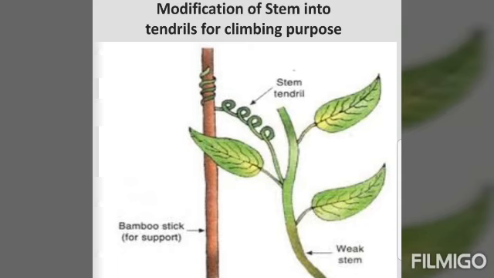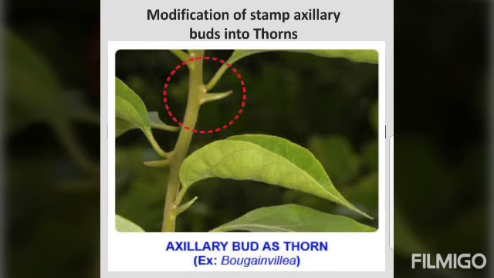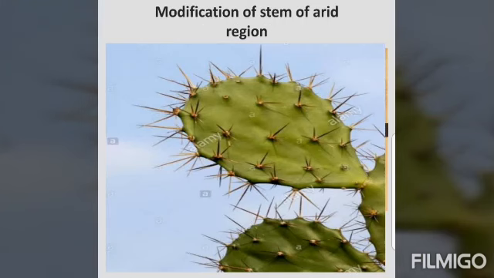Stem tendrils, which develop from axillary buds, are slender and spirally coiled and help plants to climb, such as in gourds like cucumber, pumpkins, watermelon. Axillary buds of stems may also get modified into woody, straight, and pointed thorns. Thorns are found in many plants such as citrus or bougainvillea. They protect plants from browsing animals.